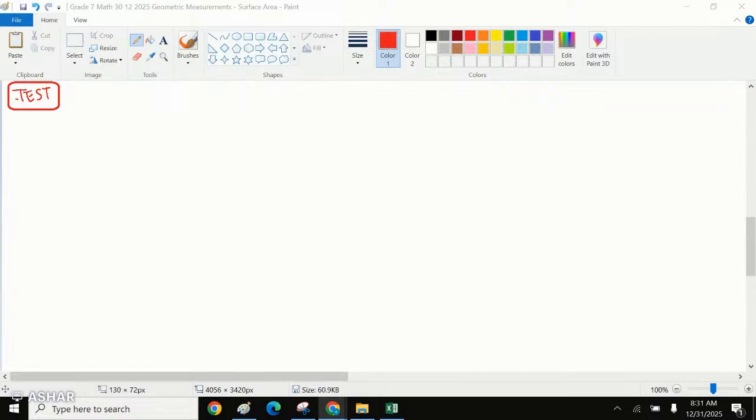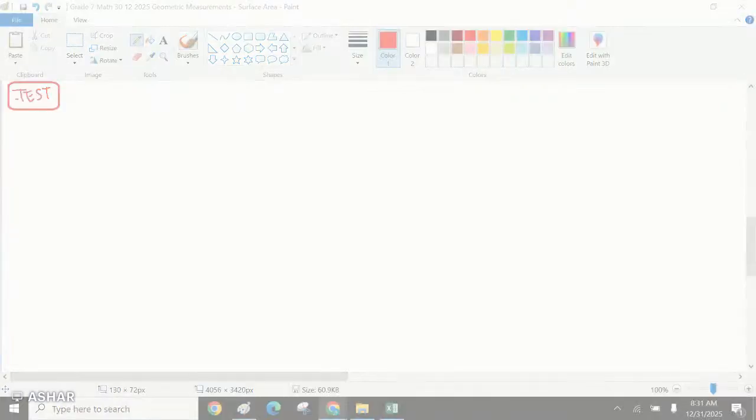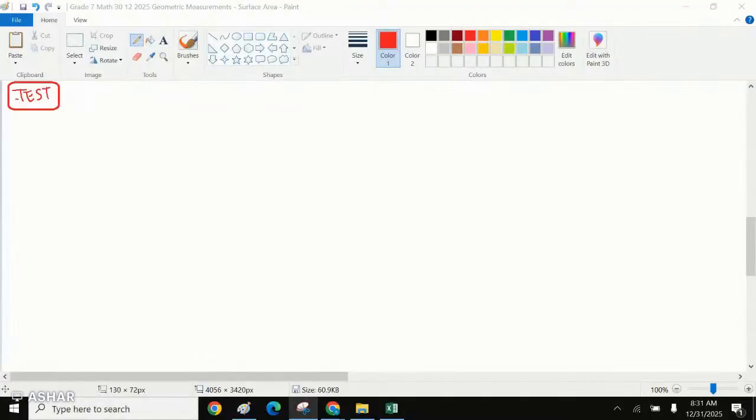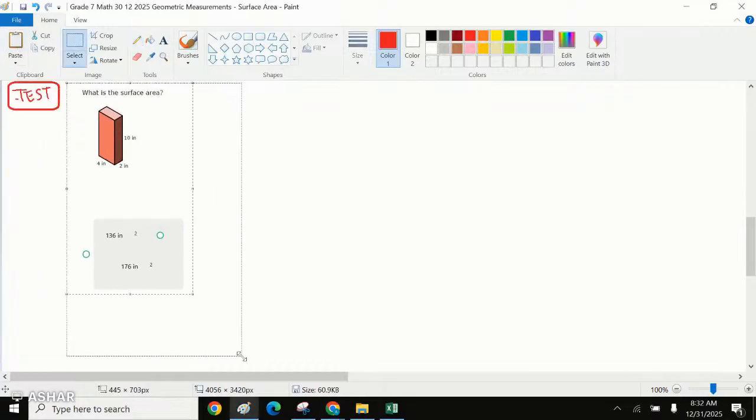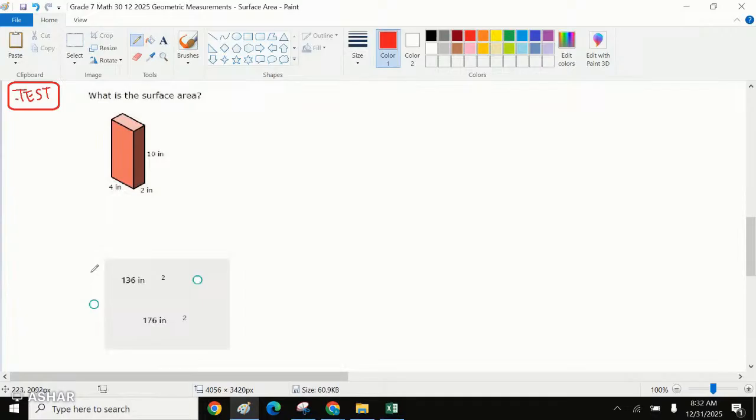We have this question. It says, what is the surface area? And I'll just paste it over here. This is question number 1 with both options. This is option number A and this is option number B. So we need to find the surface area.